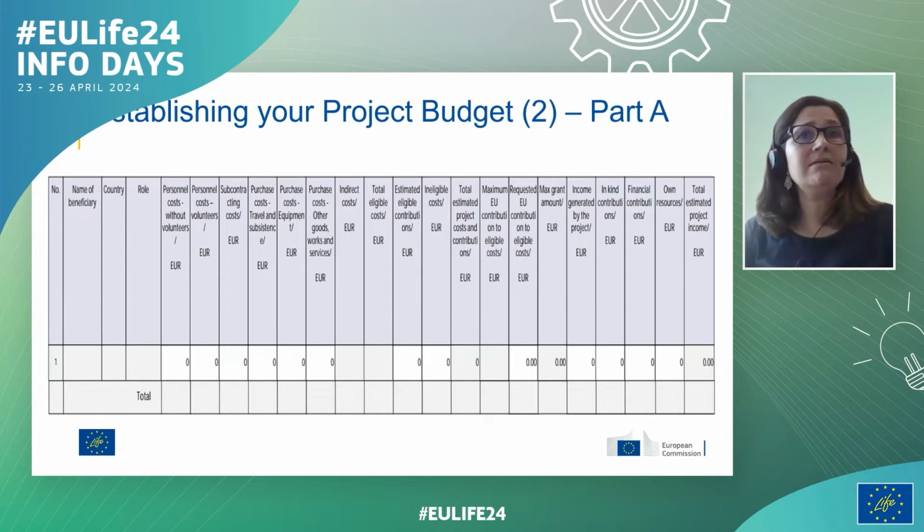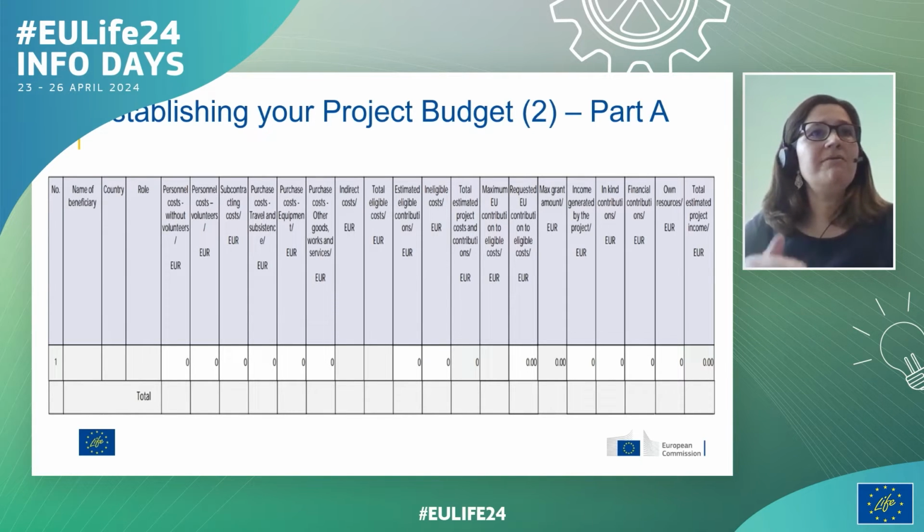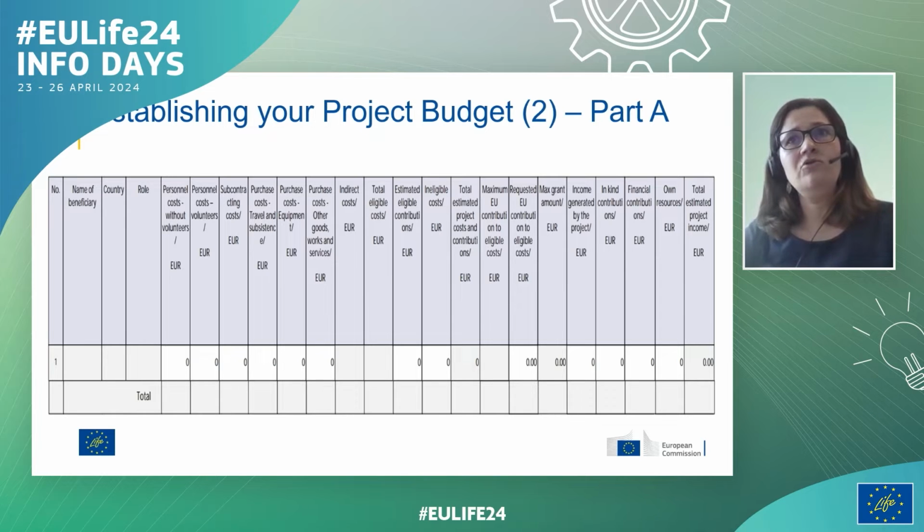So here is what the first table looks like, so the general one. So you see here the columns: name of the beneficiary, country, what is the role, coordinator or a beneficiary, affiliated entity, associated partner, then the personnel costs, then subcontracting, purchase cost, travel and subsistence, equipment, other goods, works and services, the indirect costs, and so on and so forth, and also how you plan to finance this. So the income, any in-kind contributions, financial contributions, your own resources. And here it's important that the total costs equal the total estimated project revenue. So the last column must be equal to the total estimated costs.